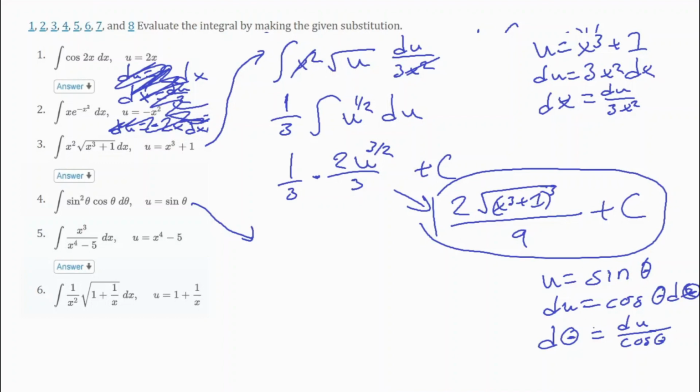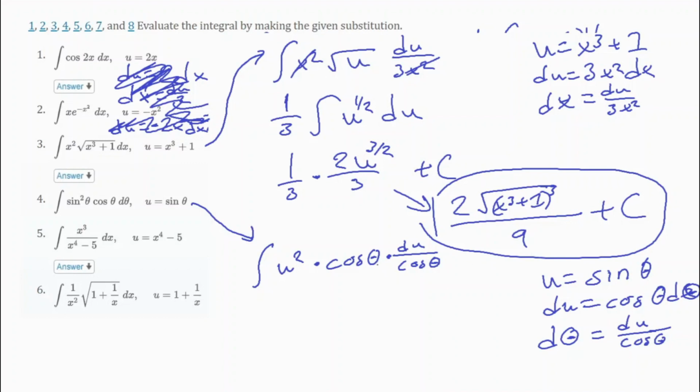And now we know the important stuff, so let's start plugging it in. So we're going to have integral of, since it's sine squared and we plug in u for sine, we're going to have u squared now. And that's going to be multiplied by cosine theta and multiplied by d theta. And d theta is du over cosine theta. And we can see we're left with the cosine.